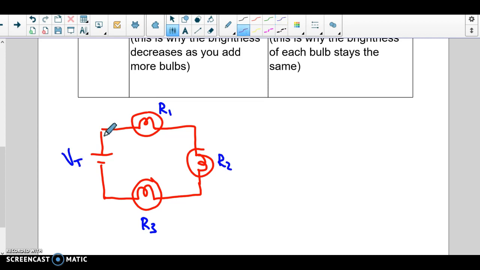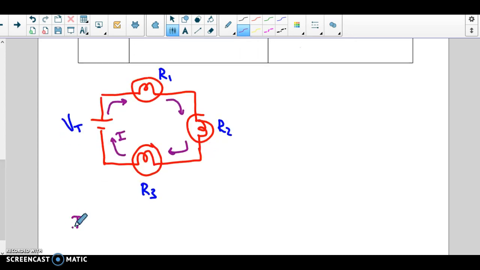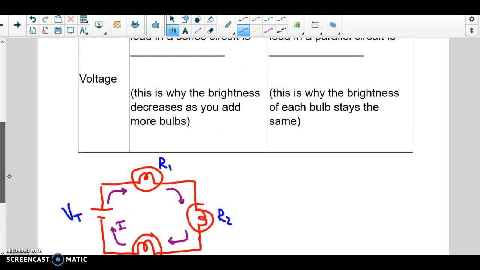In this example, there's only one path for the current to flow. That means the current at this part of my circuit is exactly the same as the current in this part of the circuit, which is exactly the same as the current in this part of the circuit. So I1, the current through light bulb 1, is the same as I2, the current through light bulb 2, which is the same as I3, the current through light bulb 3.